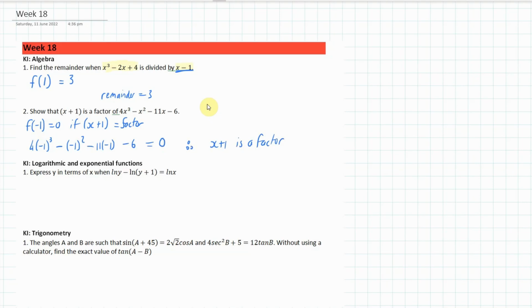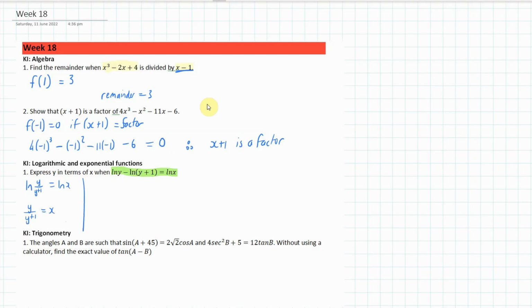Now, the next one, we're trying to express y in terms of x with this logarithmic function, where ln y minus ln bracket x plus 1 equals ln x. Now, the first thing is I'm going to use my log rules to write this as ln of y over y plus 1 equals ln x. And at this point, I can remove my logs from both sides.